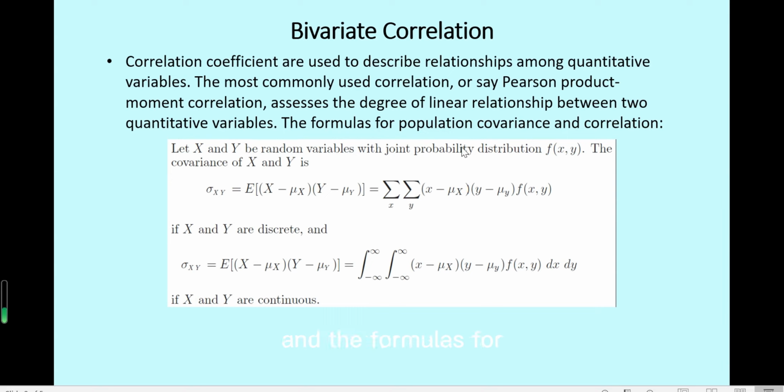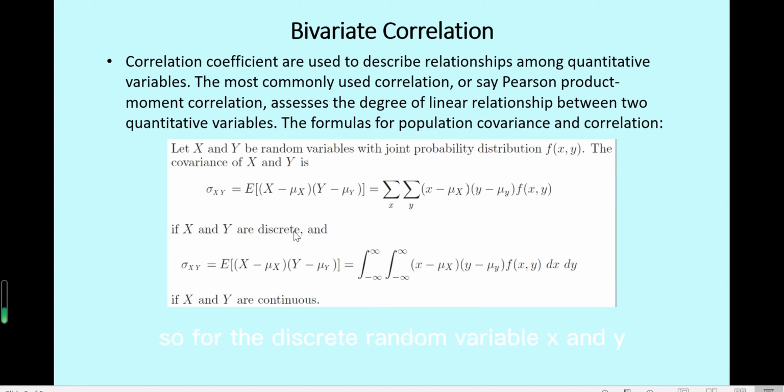And the formula for correlation comes from how to calculate the covariance first. So if x and y are two random variables with joint probability distribution f(x,y), the covariance of x and y can be calculated as sigma xy equals E, the expectation or mean value of the expression (x minus mu x, the mean of x) times (y minus mu y, the mean of y).